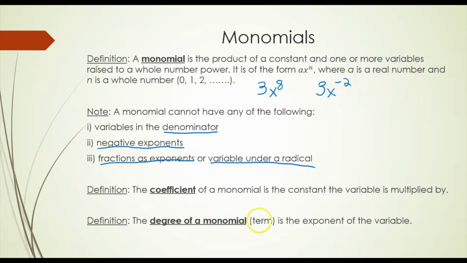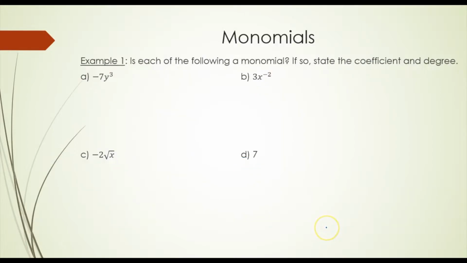The degree of the monomial, or term as it's sometimes referred to, is the exponent or power on the variable. So let's identify whether each of the following is a monomial. If so, we will state its degree and its coefficient.